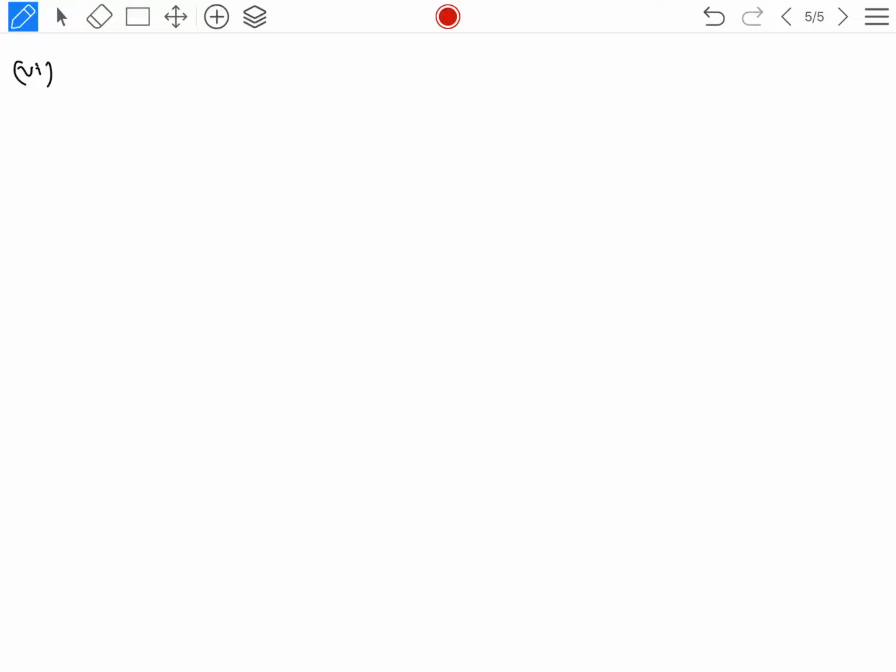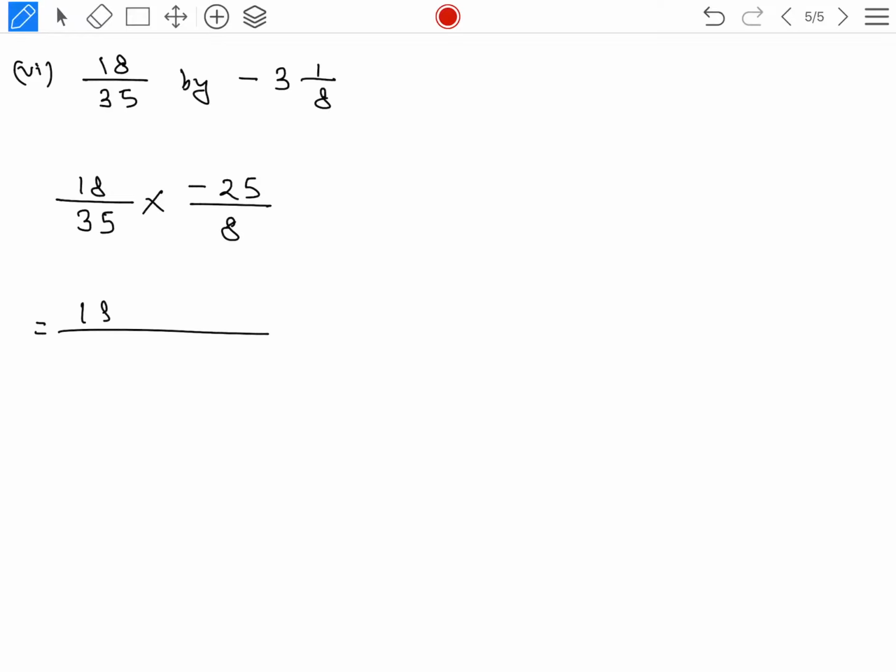These things you have to practice. Without practice this will not come. Number 6, it is given 18 by 35 by minus 3 1 by 8. If we solve this one, 18 by 35 into, the negative sign is there, so the denominator will remain the same. 8 3s are 24, 24 plus 1 is 25, yes or no, but negative is here, so we'll write minus 25. Understood? Then numerator into numerator.